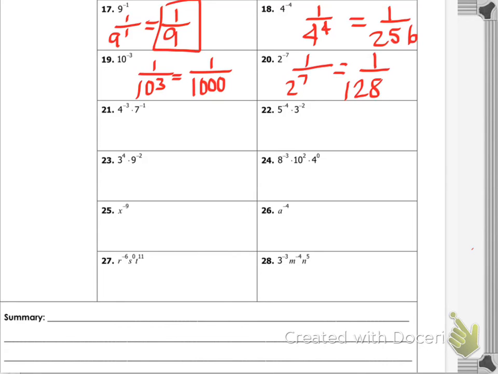The next one, number 21, is going to be 1 over 4 to the third times 1 over 7 to the first, which is going to give us 1 over 64 times 1 over 7, which is going to give us 1 over 448.